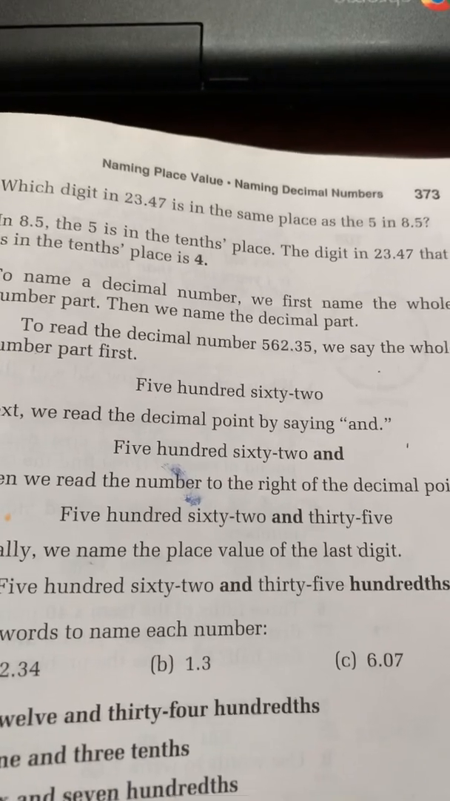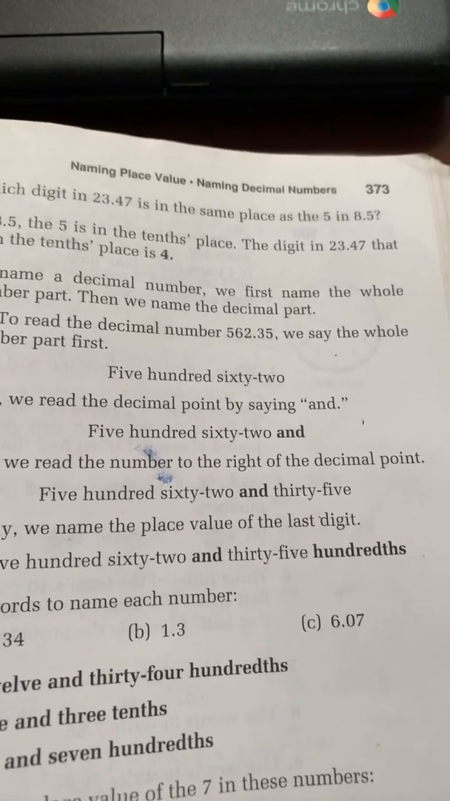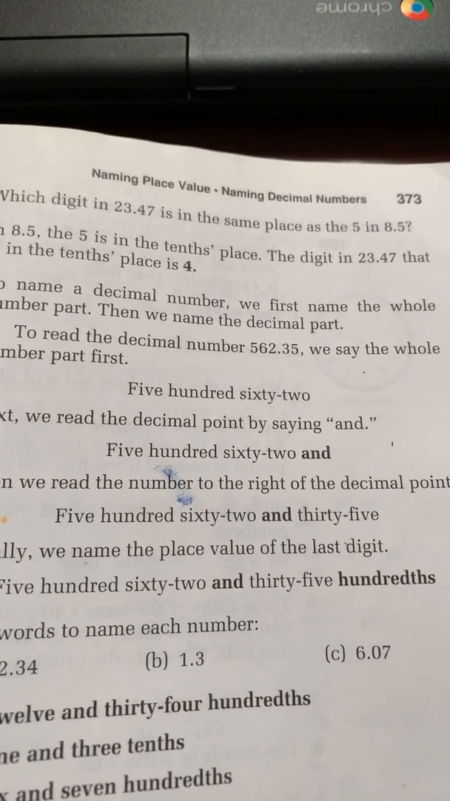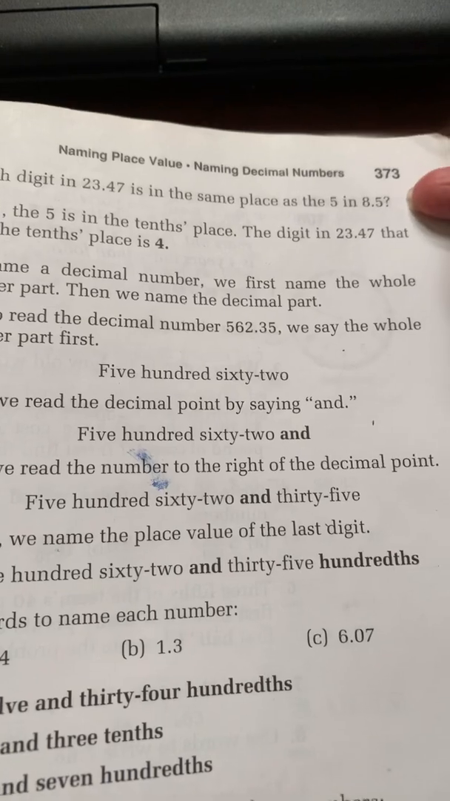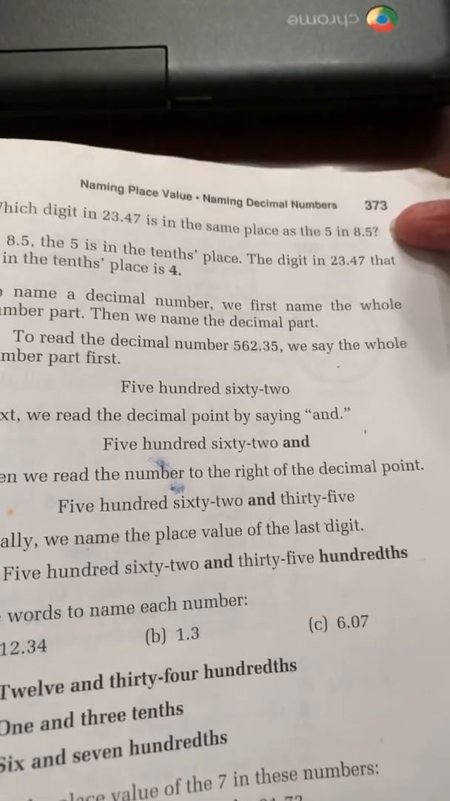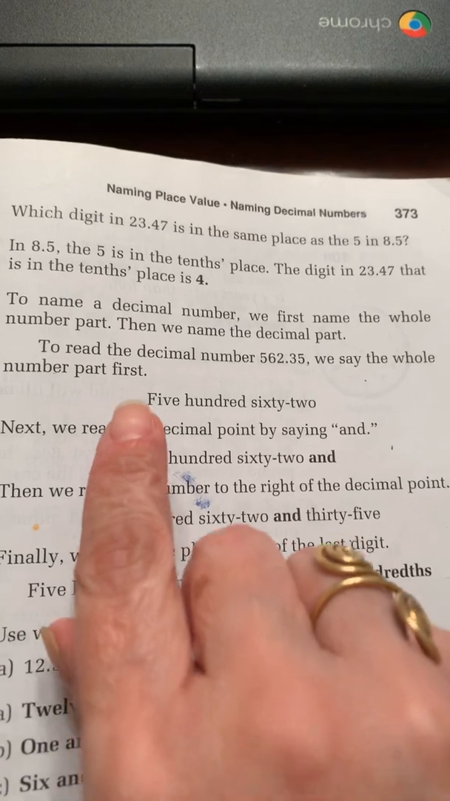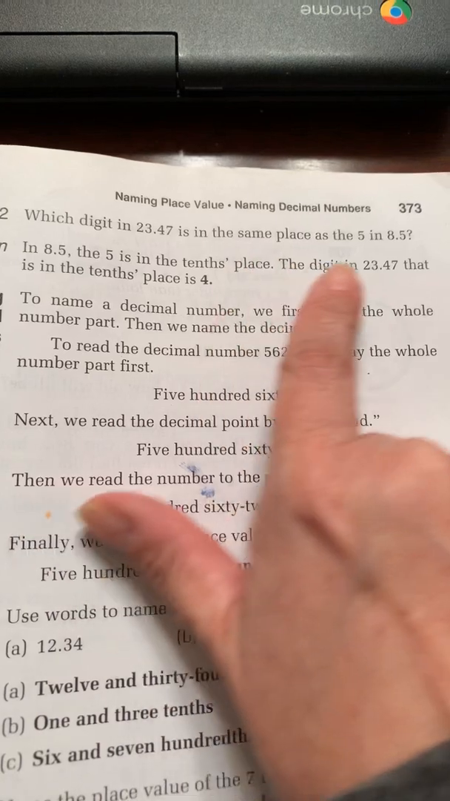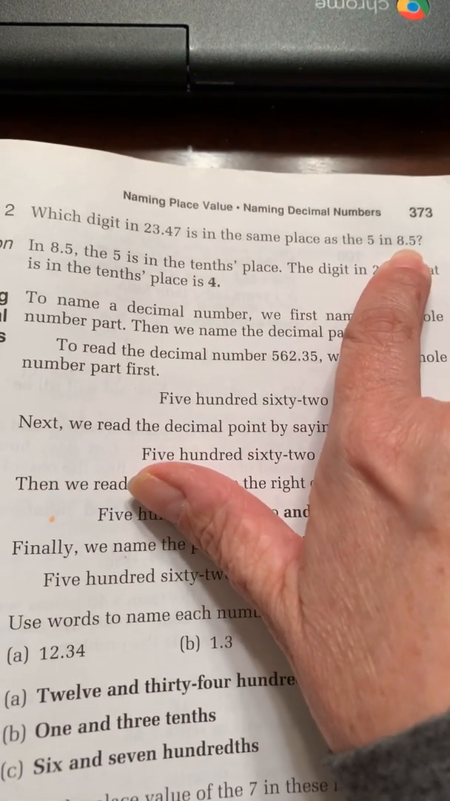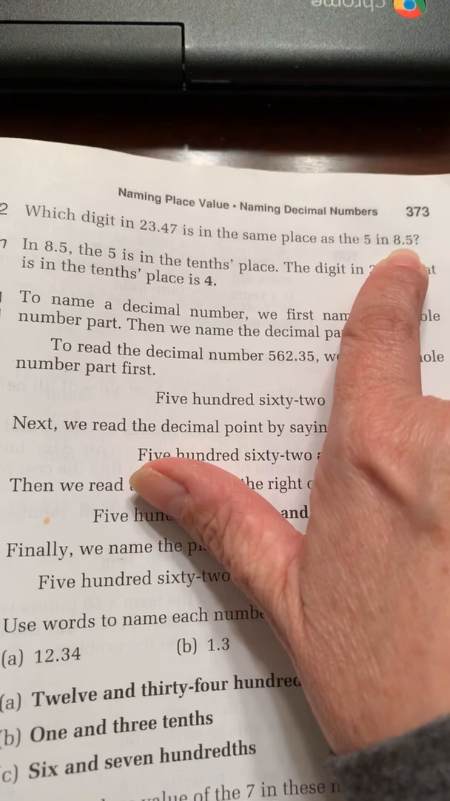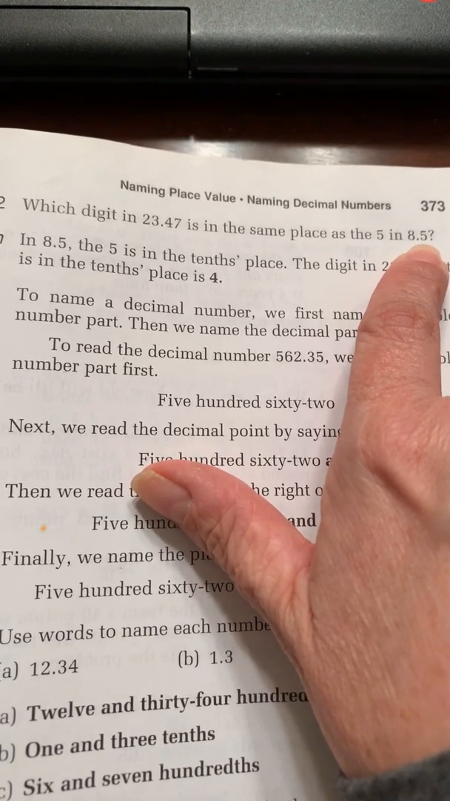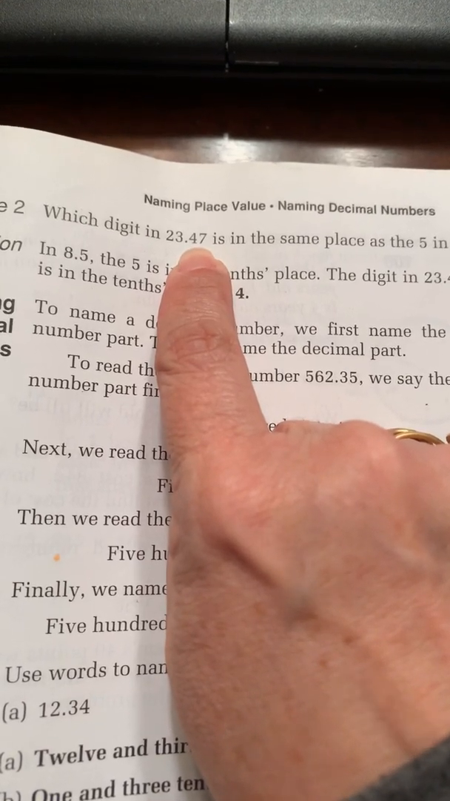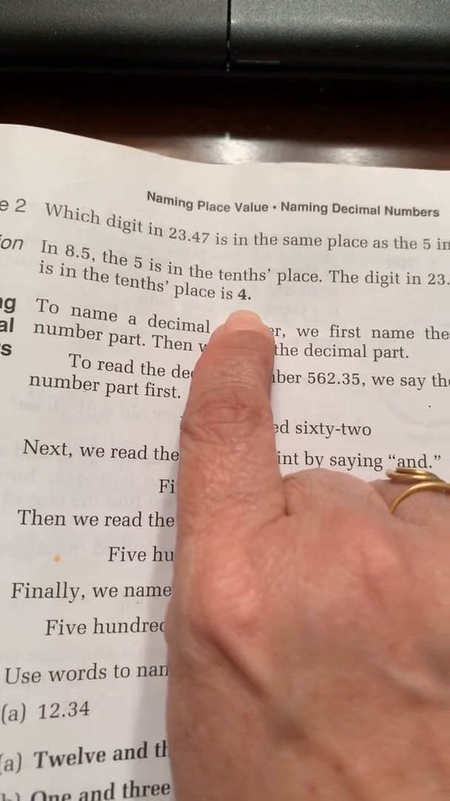Example 2 says, which digit in 23.47, or 23 and 47 hundredths, is in the same place as the 5 in 8.5, or 8 and 5 tenths. So which digit in this number is the same as the 5 in this number? Well, it is the first place after the decimal, which is tenths. So the first place after the decimal here, tenths, would be 4.